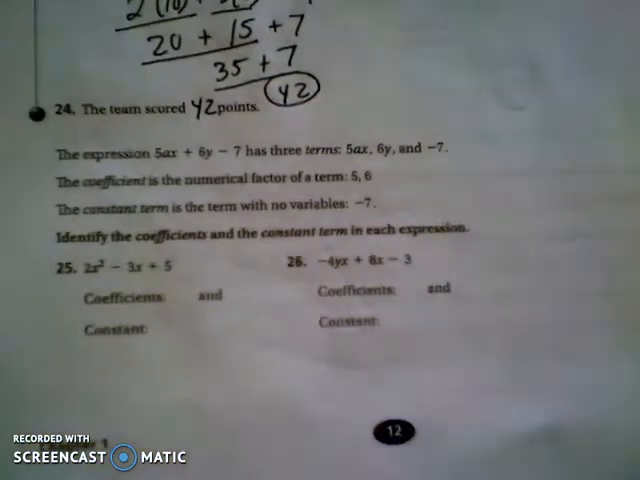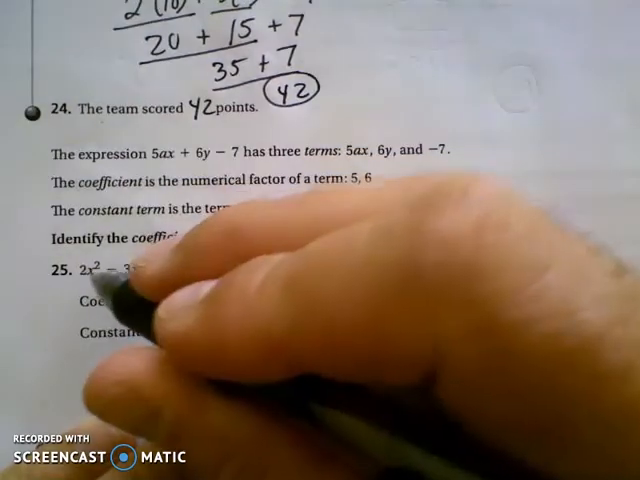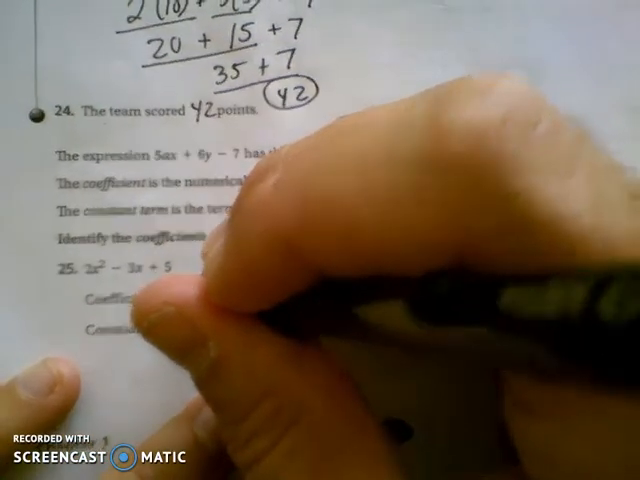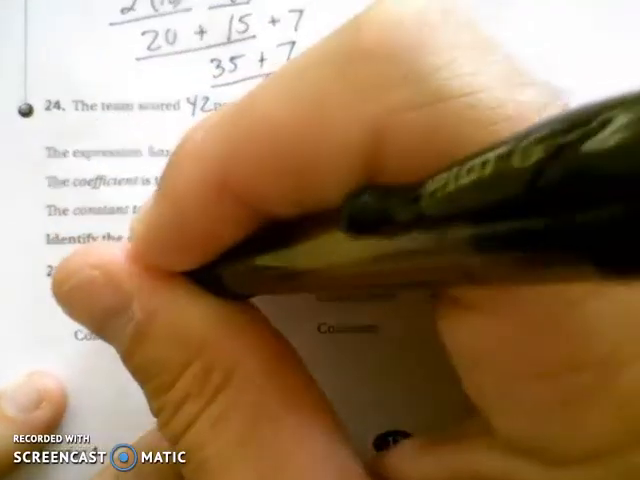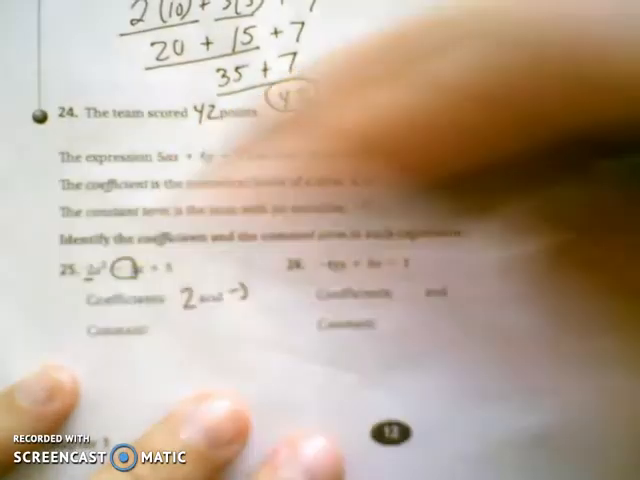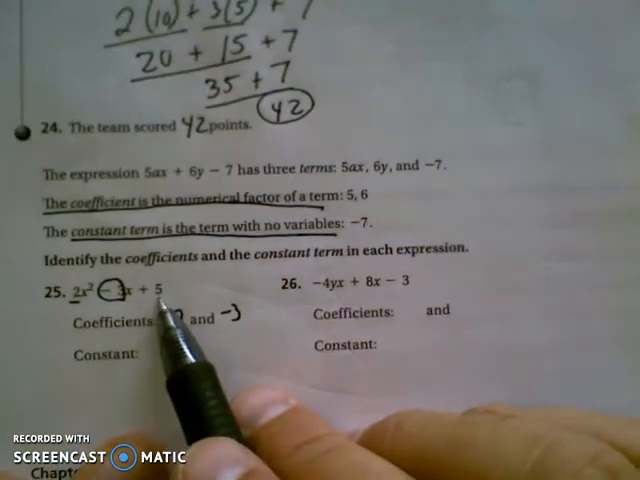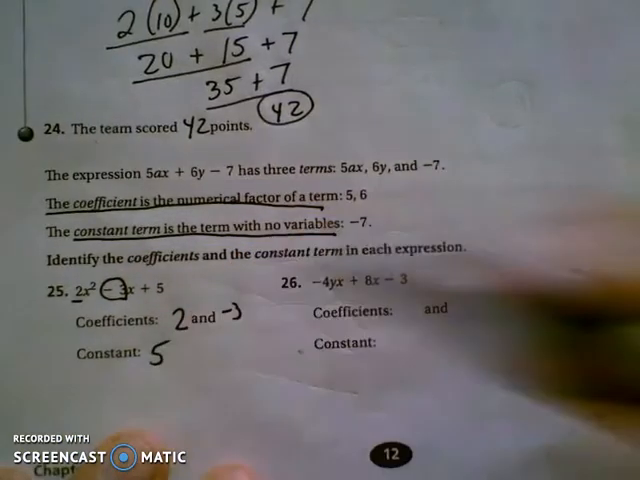I think this is the last one. So you're going to put in the coefficients. The coefficient is next to the variable. So this is going to be 2 and -3. It's negative because the negative sign is right there. So a coefficient is a numerical factor of a term. The constant is the term with no variables. So that's a number. So 5 is a constant here, and no variable next to it.